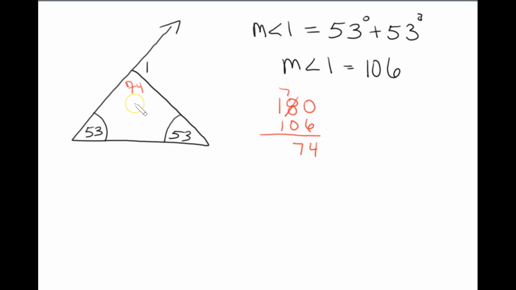All right, so if that's 74, what is, and we now know that this entire distance here is a straight angle. A straight angle is 180 minus 74. And 180 minus 74 will also give me 106. Therefore, I must be correct in my measurement. All right. Let's look at it when it looks a little different.